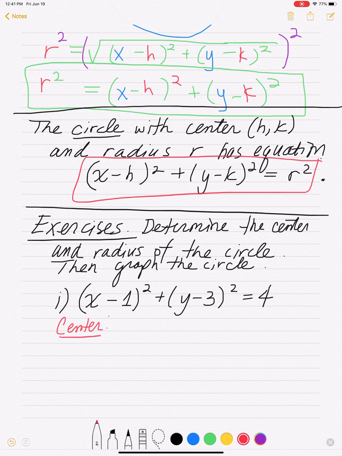The center. So I look at it, I have x minus 1 squared, so the h here is going to be 1. And then I got plus y minus 3 squared, so the k here is going to be 3.